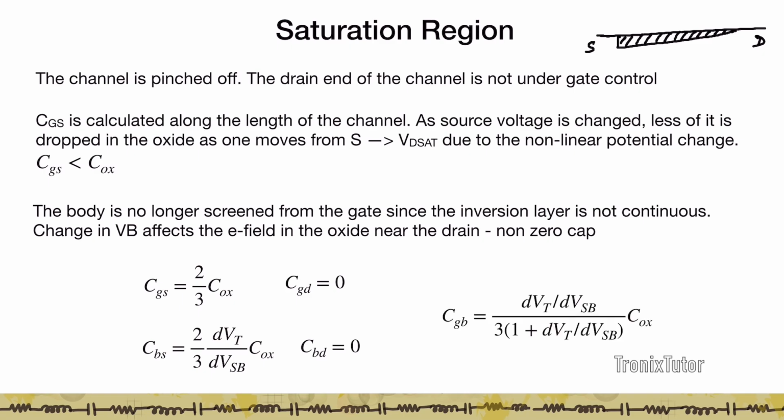And CGB, as I told you, because of this pinch off, a CGB exists between the gate and the substrate, and it is given again by this expression. Please remember, all this is happening because the VT of the transistor is changing because of a bias between the source and substrate. If this term was small, essentially you would find CGB to be very small.